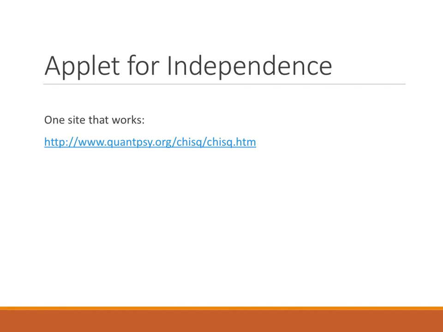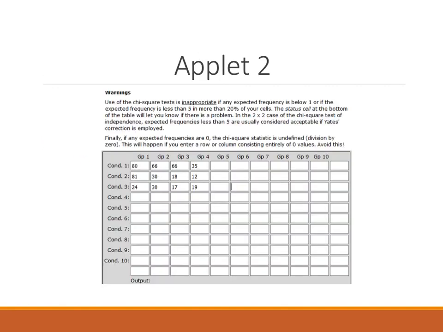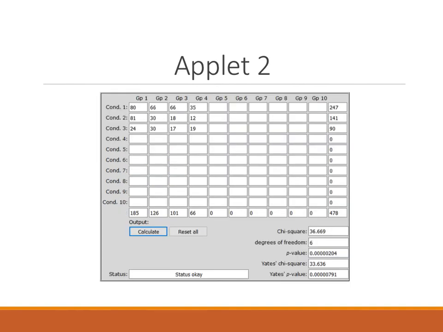I'll have this link for this applet available in the course, and then all you have to do to use this applet is to type in your observed values, and notice I did it just like the table. It's a matrix basically, and then you click calculate. It gives you chi-square, it gives you the degrees of freedom, it gives you the p-value.